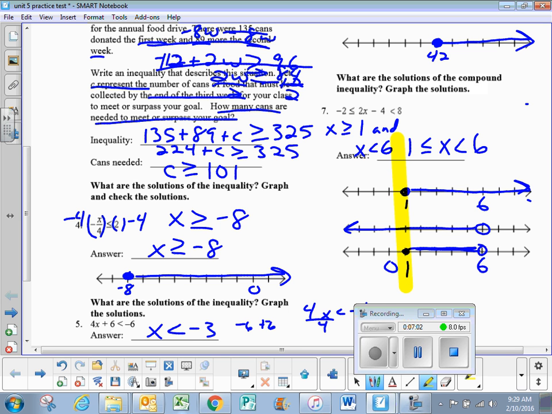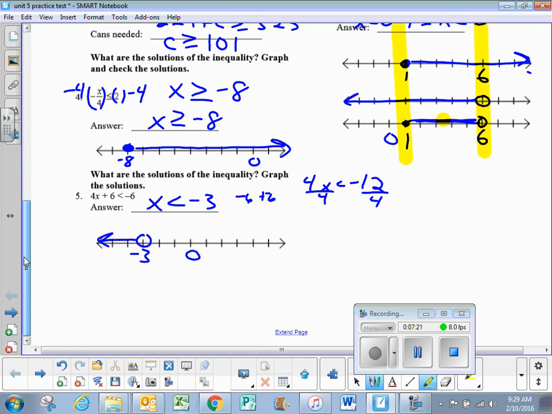Are they both graphed to the left? No. Are they both graphed at 1? Yes, that's why it's part of the final graph. Are they both graphed at between 1 and 6? Yes. So that's why it's part of the final graph. Are they both graphed at 6? No, that's why it's open circle. To the right? No, that's why it's not included.